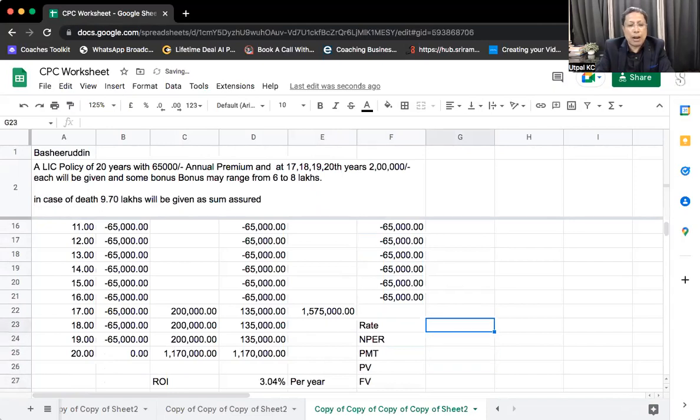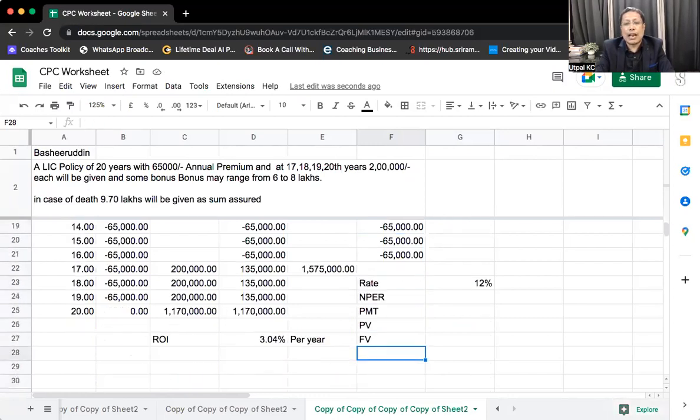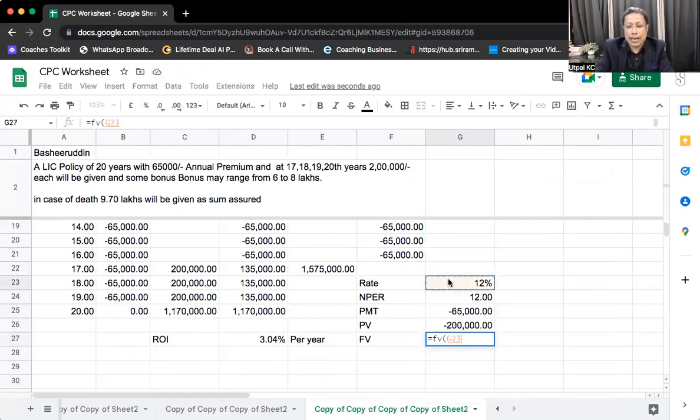So we know rate is 12%. NPER is how much it was? Hey, I forgot. How much was the NPER? 12, right? 12 is the NPER. PMT is minus 65,000. PV is minus 2 lakhs. So you know how to calculate future value. FV bracket starts. Rate 12%, NPER 12, PMT 65,000, PV minus this thing, comma 1.